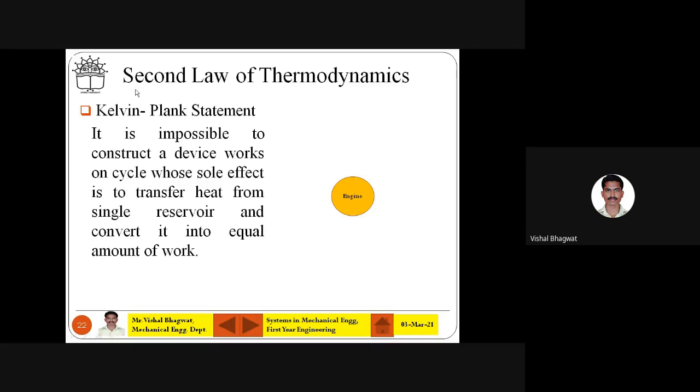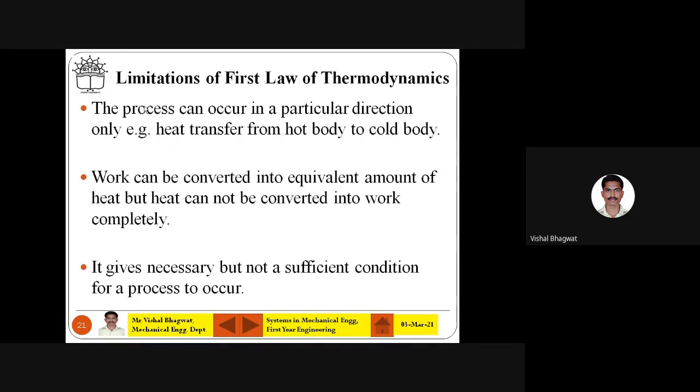In the second law of thermodynamics, there are two statements. One is the Kelvin-Planck statement, and another is the Clausius statement. The Kelvin-Planck statement is basically about conversion of an amount of work, and the Clausius statement is about the direction of heat flow, from a cold body to a hot body. So earlier, what we have seen, these are the limitations.